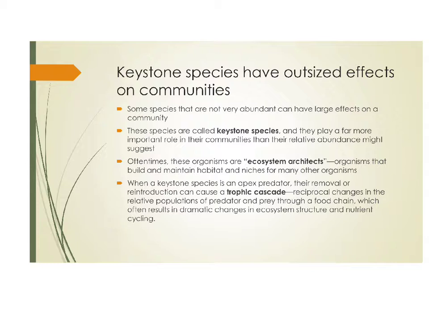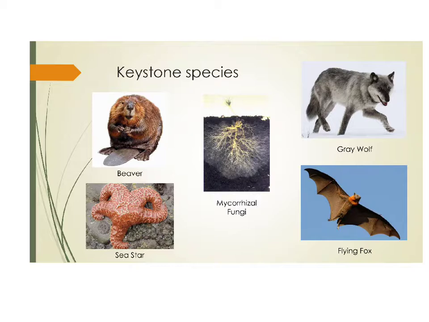And if you remember, we gave you that visual of the wolves and the trophic cascades in Yellowstone National Park. And you guys did a critical writing on that. Trophic cascades are kind of a big deal, and you need to know what they are. So here are some examples of keystone species. We've talked about the beaver before. The beaver is an ecosystem architect, ecosystem engineer.